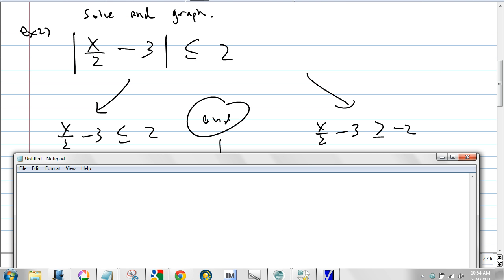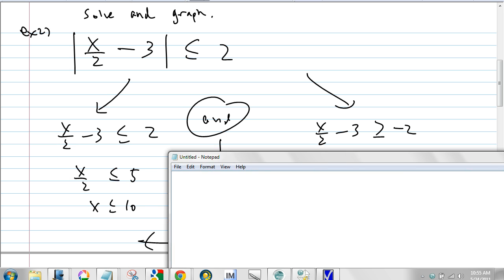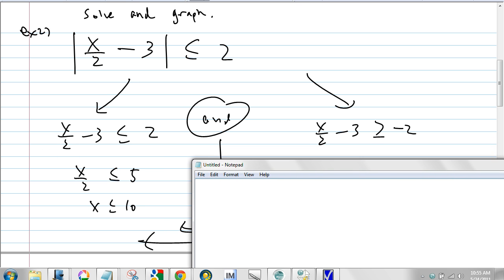So the left side, what does it become? You first add 3 and then multiply by 2, you get what? X is less than or equal to 10. And then the other one you get?